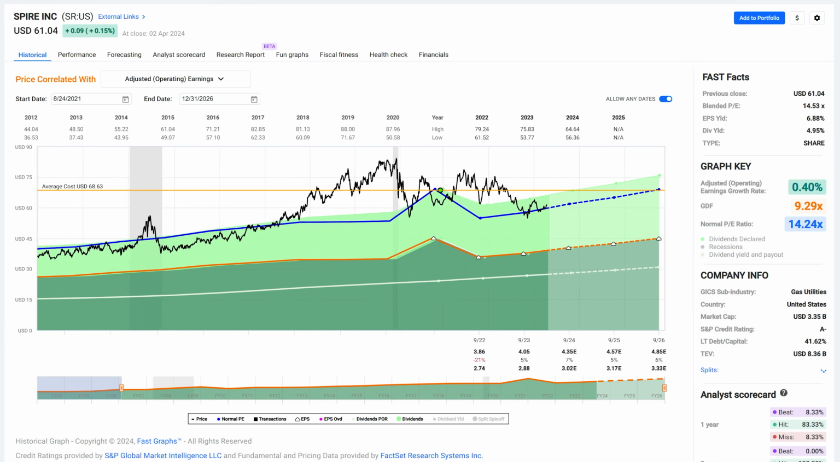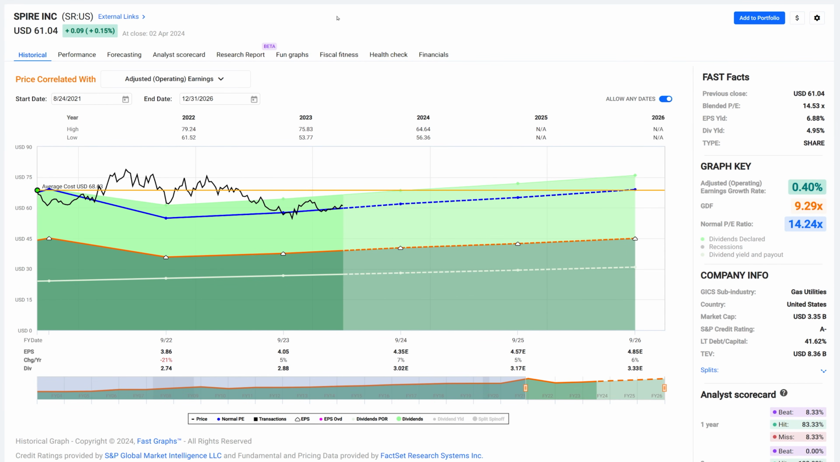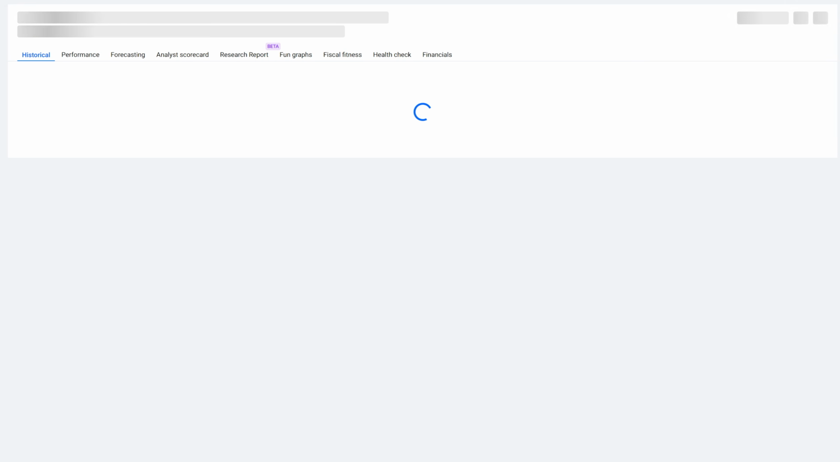And the next one is Spire. Now, this is actually a utility stock. It's kind of underperformed the market a little bit, but again, it's designed because it gave us a little bit of a yield kicker. It has a 5% current yield right now. It was over 4% when we bought it.